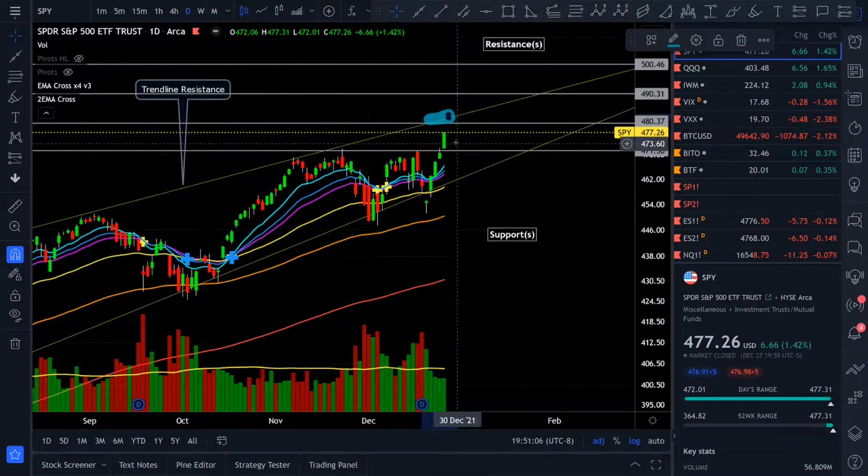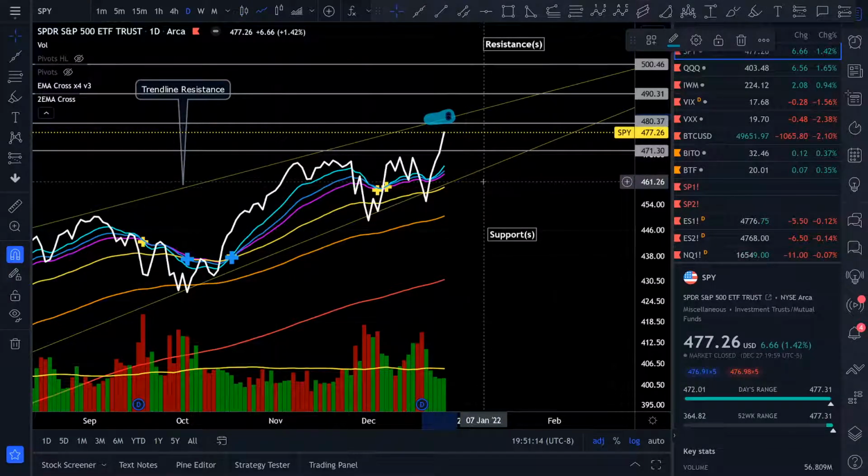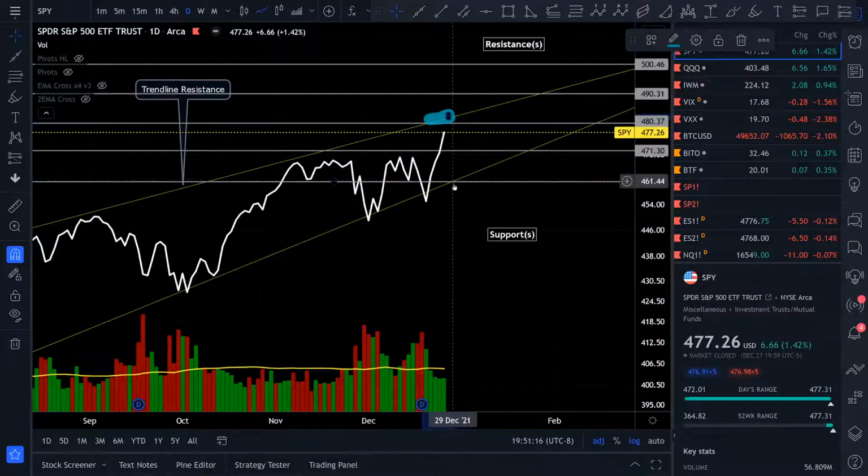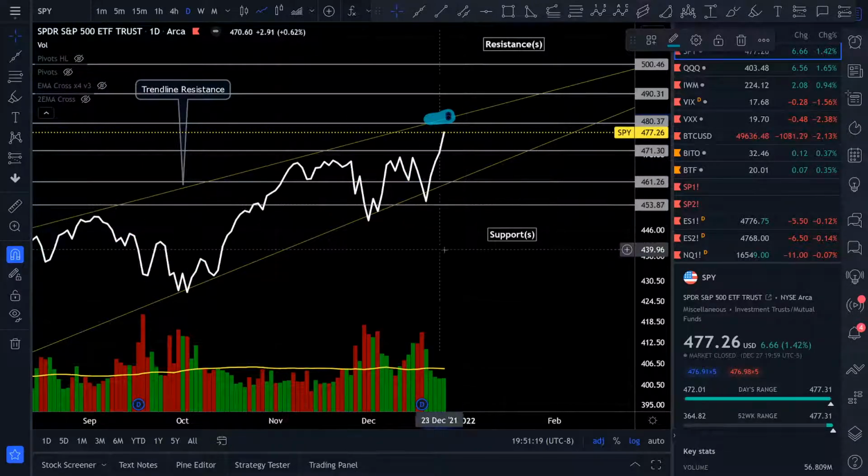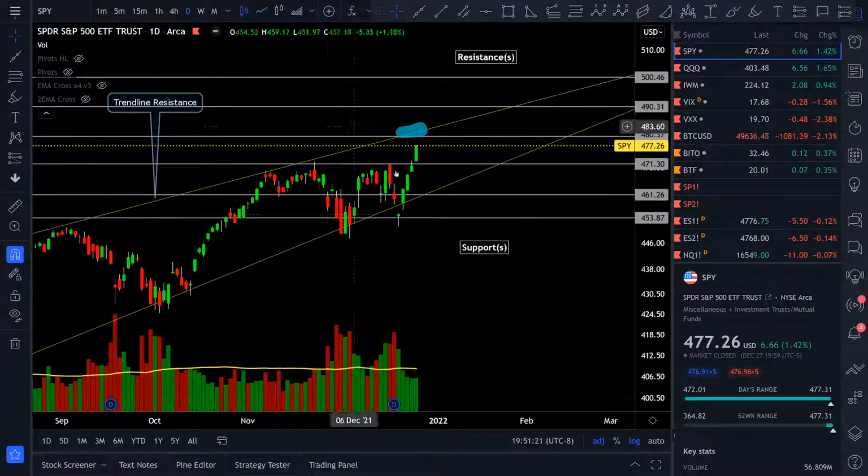So let's look at the downside targets just in case. The downside target is the triple top here, 471. Look for support right here, 461. Let me turn this off. 461, and then somewhere down here, 453. So now you're playing with these 3 support levels and these 3 resistance levels.